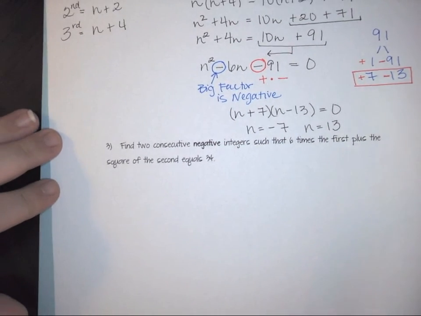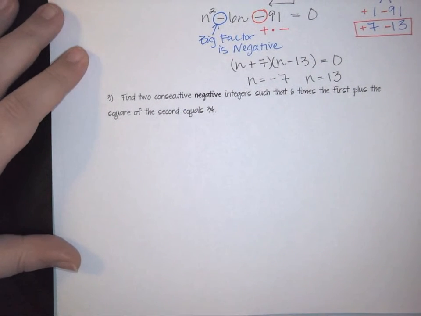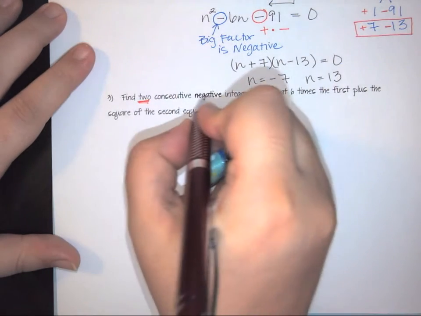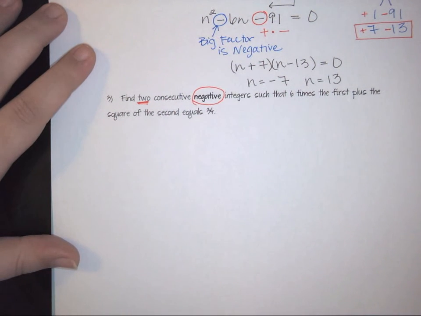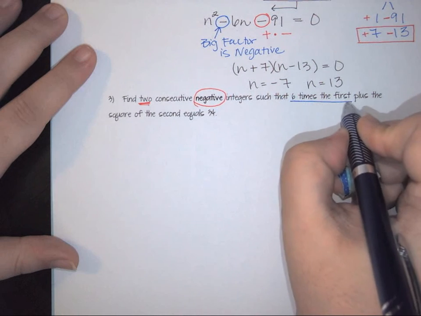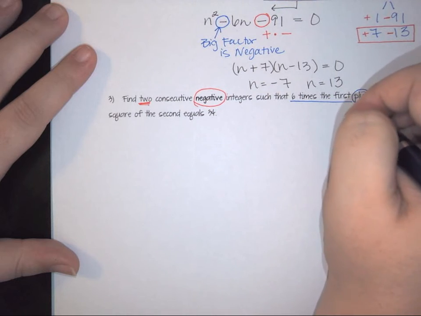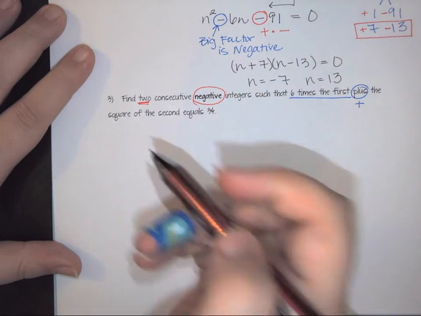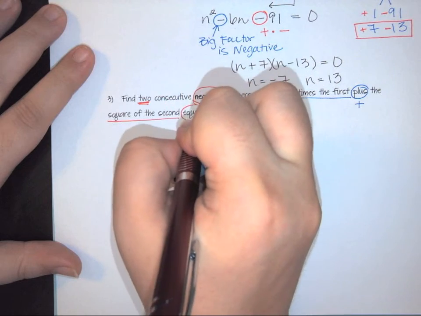Alright, so let's go ahead and look at this last one here. Here I have that we need to find two consecutive negative integers such that the following occurs, and we have 6 times the first plus, so this right here is your operation, plus the square of the second. So square of the second, and then here's your equals 34.